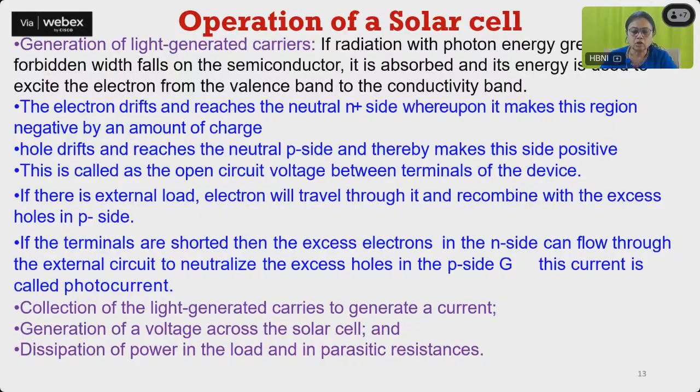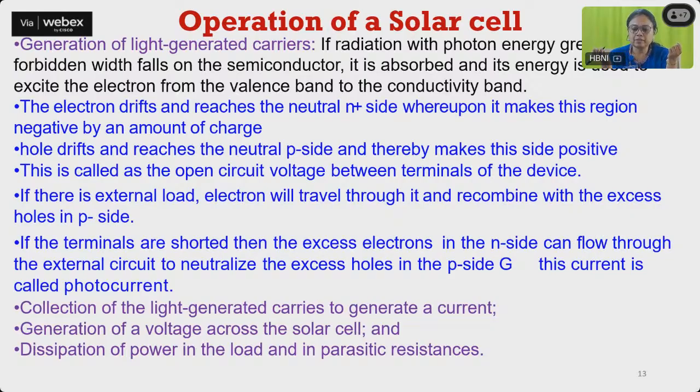So we come to the operation of a solar cell. First, the generation of light generated carriers: radiation with photon energy greater than the forbidden width, Eg, the energy gap. Because electron hole pairs are forming, the energy of the photon has to be more than that. So the choice of material becomes important here. We should use only those materials whose energy gap is less than the energy of the photons coming from the sun.